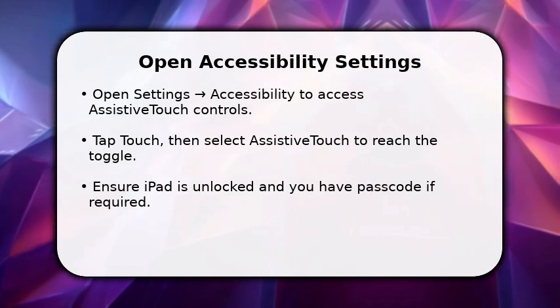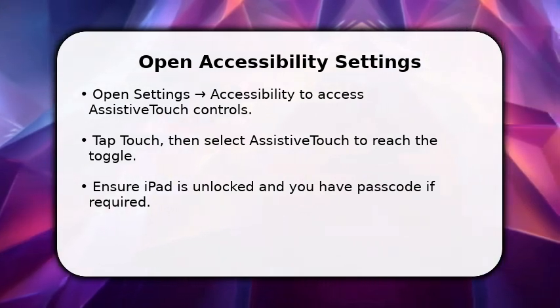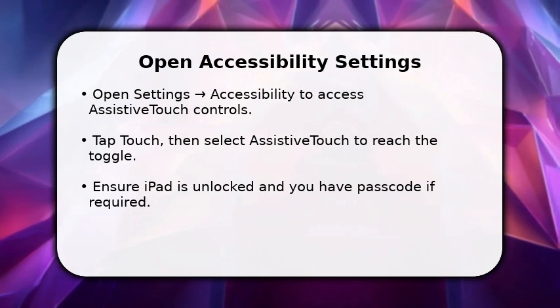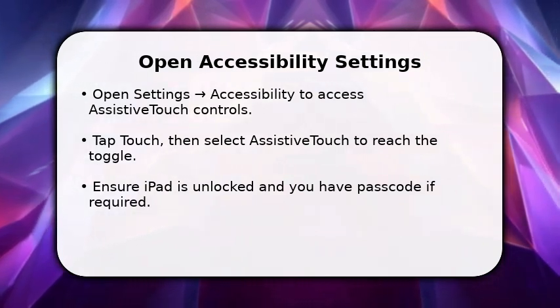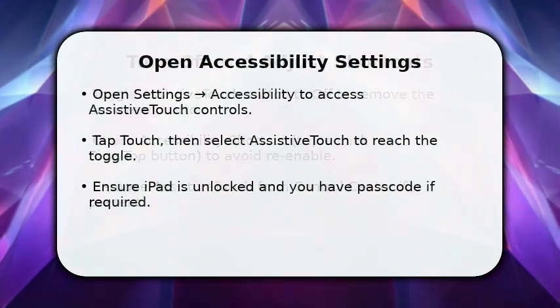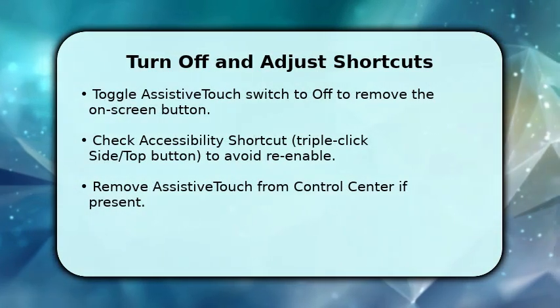Make sure the iPad is unlocked, and if prompted, enter your passcode. Then you'll see the AssistiveTouch toggle ready for the next step. Now toggle AssistiveTouch off. That removes the floating button immediately.